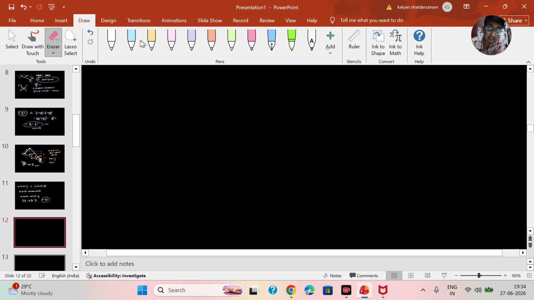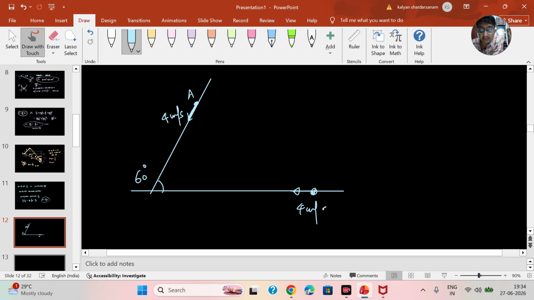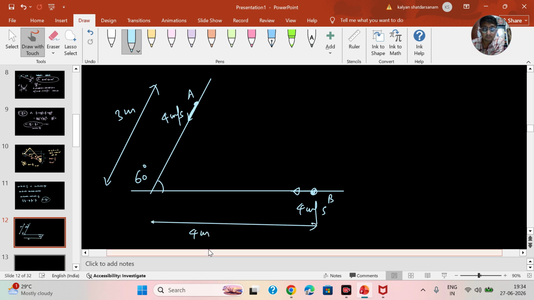Now, I'll give you one question. I want you to try this. Suppose there is one road like this, there is another road like this, and the angle between these two roads is 60 degrees. Here is person A, he is coming with 4 meters per second. Here it is 4 meters per second, B. So this distance is 3 meters, but this distance is 4 meters. This is the junction.